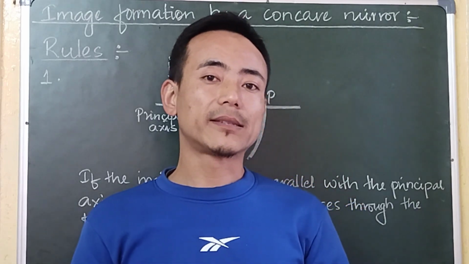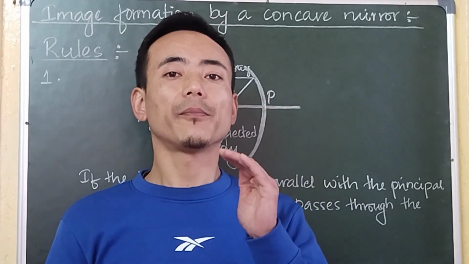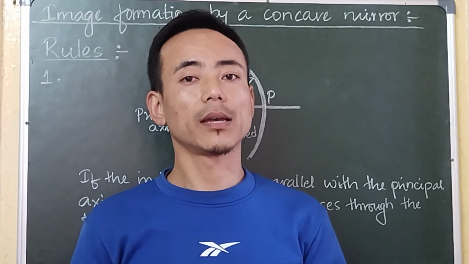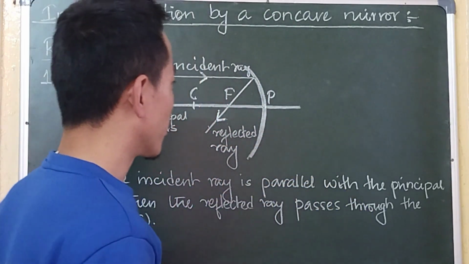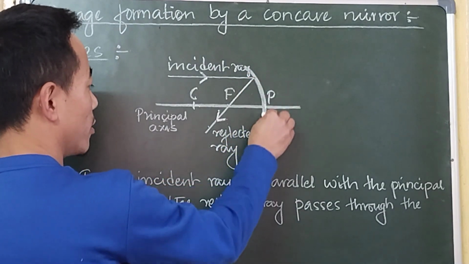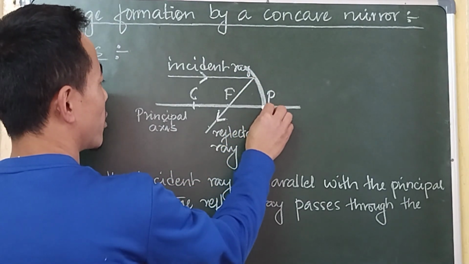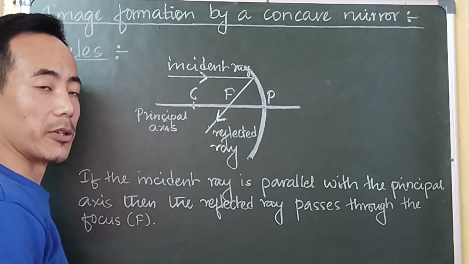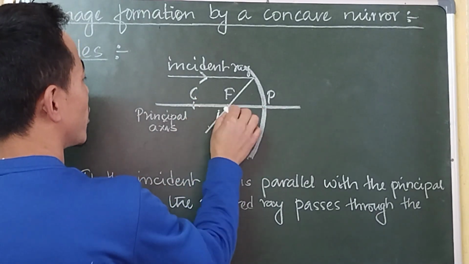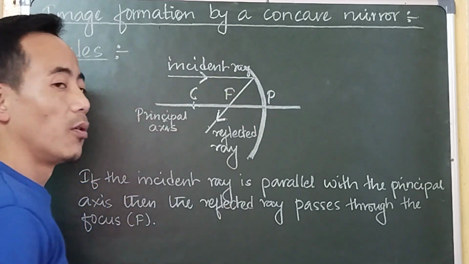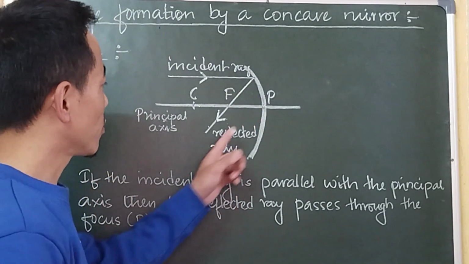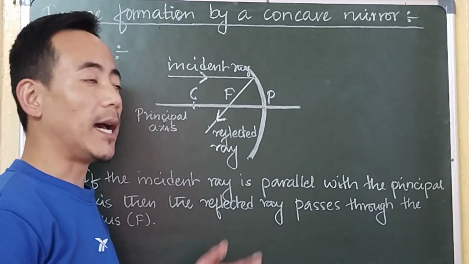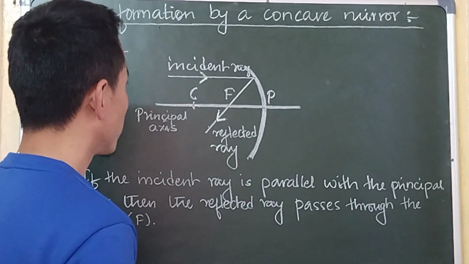Rule number 1 says that if the incident ray is parallel with the principal axis, then the reflected ray must pass through the focus F, capital F. Here in the diagram, you can see we have a concave mirror. This is the center of the mirror, which is called the pole, and this point is our center of curvature. Between the pole and the center of curvature, we have this point, which is called the focus. We have already discussed various terms in the previous videos, so you can check the video and learn the terms. Let's come back to the rule here.